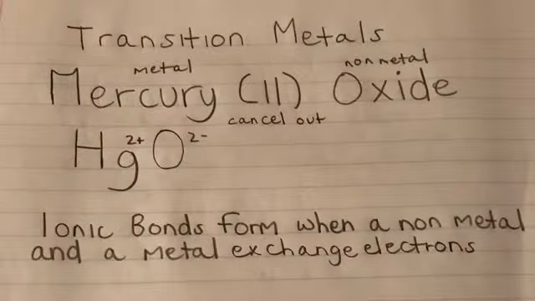For our transition metal, we chose mercury(II) oxide, mercury being Hg with a charge of 2+, oxygen being O with a -2 charge. It is a transition metal, so it has the Roman numeral II in the middle of the elements. And ionic bonds form when a nonmetal and a metal exchange electrons.